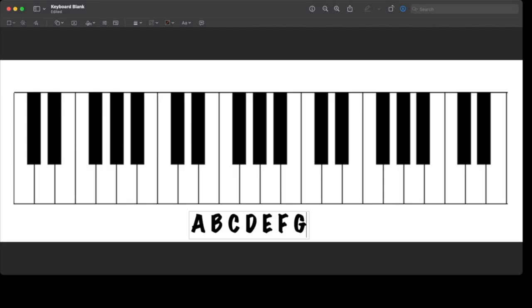So you may notice that there's more than 7 buttons or keys to push on the piano. So as you go through the musical alphabet going up or down the piano, you will go A, B, C, D, E, F, G, and then repeat starting with A.